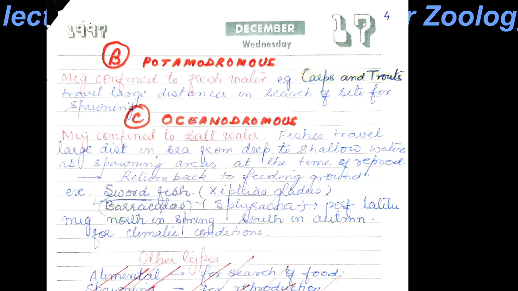Then another kind of migration is potamodromous. The migration is confined to freshwater. The fish doesn't enter from freshwater to saltwater, that is from rivers to oceans, and remains in the freshwater itself. This is exhibited by carps and trouts, which travel large distances in search of sites for spawning, but that is confined to the freshwater only.